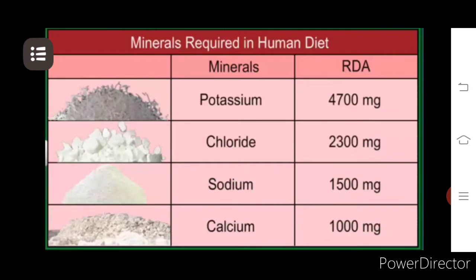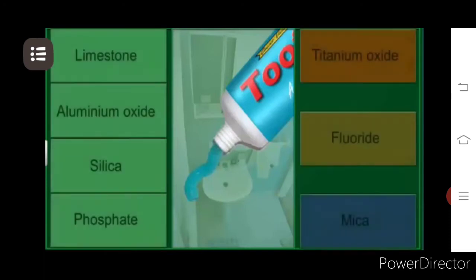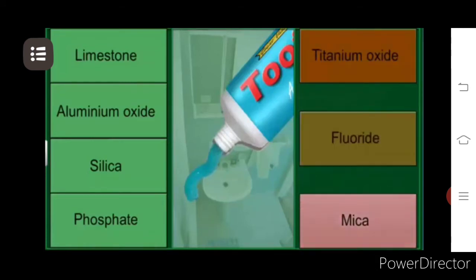You will be surprised to know how many different minerals you use in everyday activities. For example, brushing your teeth. The toothpaste you use contains limestone, aluminium oxide, silica, and phosphate minerals for cleaning, titanium oxide for its white color, fluoride to prevent cavities, and mica for sparkle.